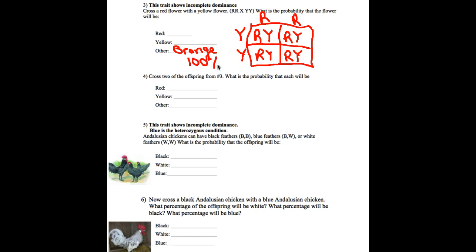Here we go. So that is it. You can see how the red was only incompletely dominant over the yellow, so it produced a different color, just like the red was incompletely dominant over the white, so it produced pink. Go ahead and try the rest of these, and we will talk about this in class.